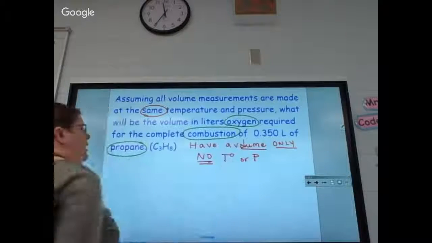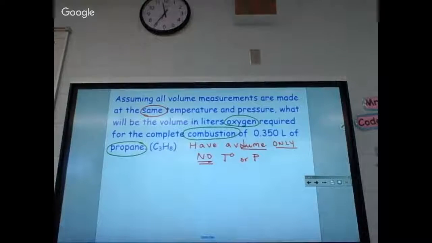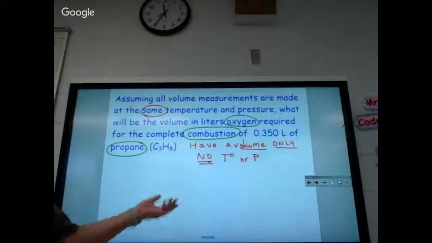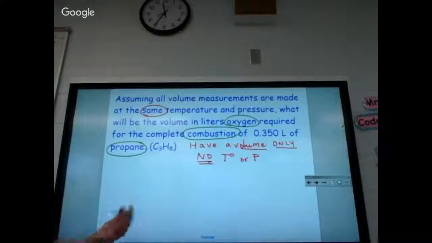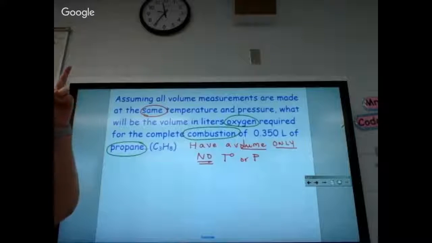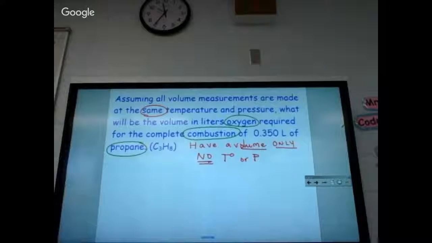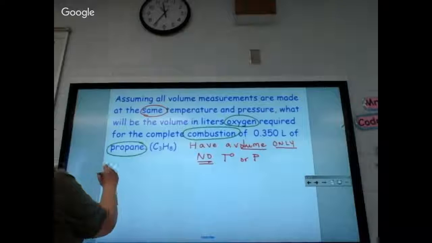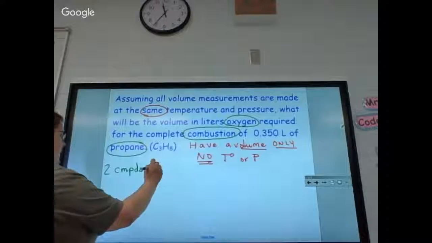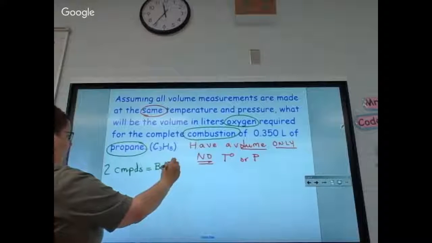There's 2. Everything you worked on that worksheet had how many compounds? Had 1. It had oxygen, or it had chlorine, or it had argon. It had 1 compound. Okay? 2 compounds tells you you're going to need a what? Yes. Okay? 2 compounds tells you you need a balanced equation.